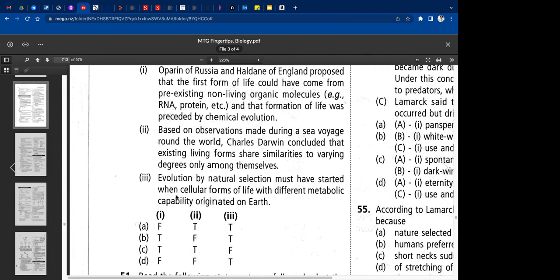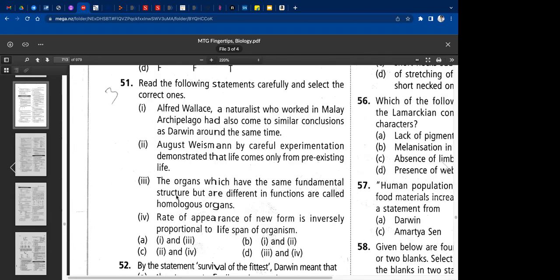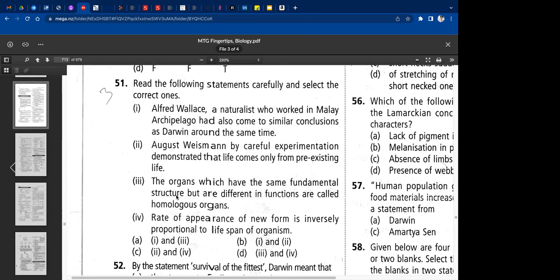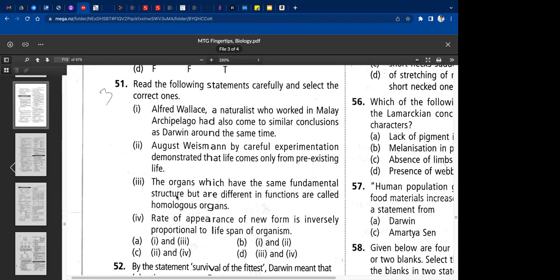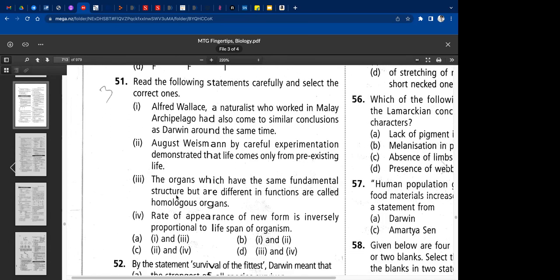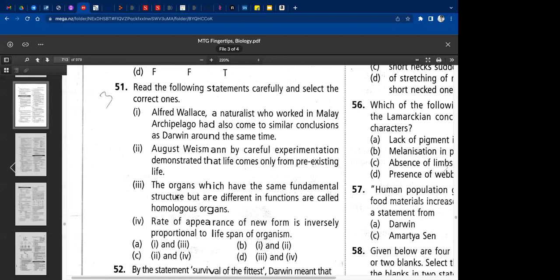Now, on biological evolution, there is one question. Yes, this one. Question number 51. Rifat, will you read question number 51? Yes, sir.